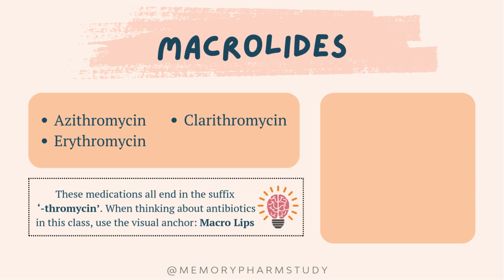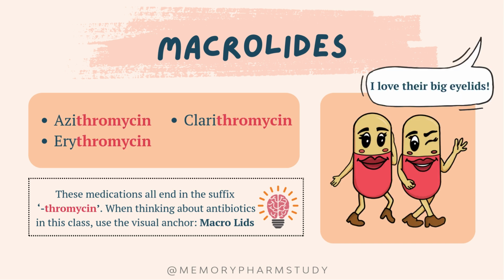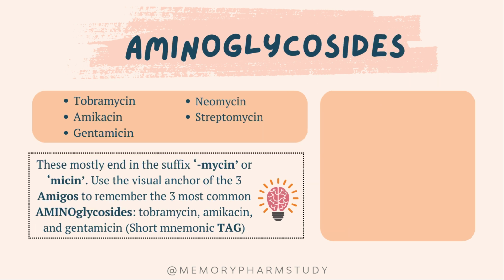Macrolides include antibiotics such as azithromycin, erythromycin, and clarithromycin. These medications all end in the suffix thromycin. When thinking about antibiotics in the class of macrolides, use the visual anchor of macrolides.